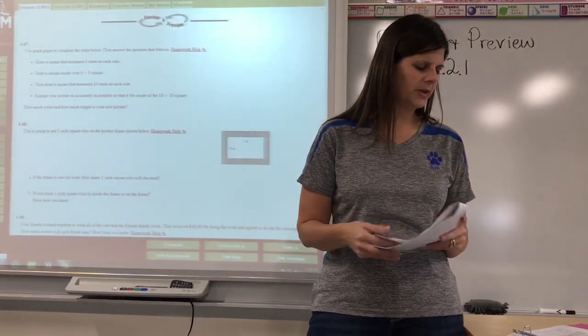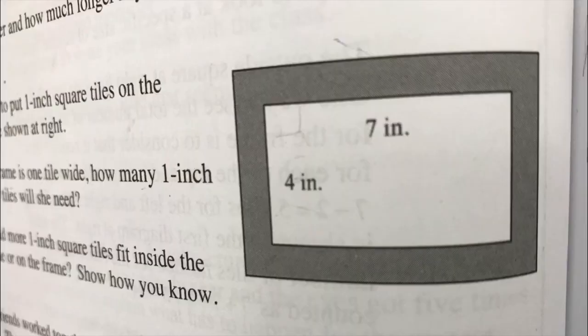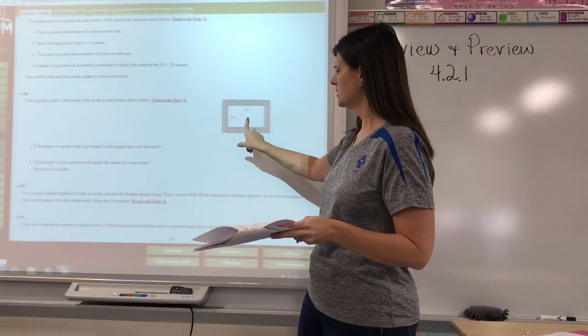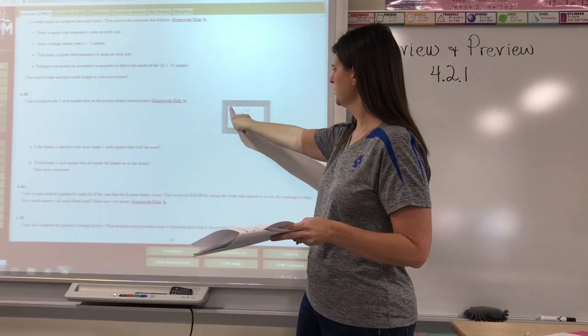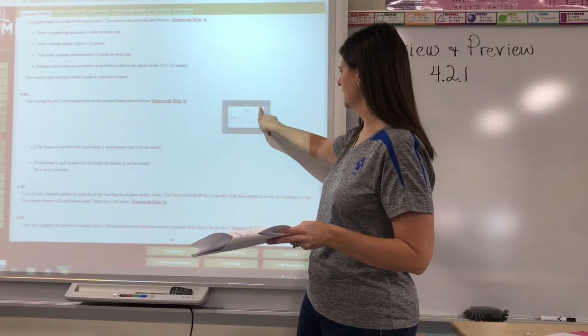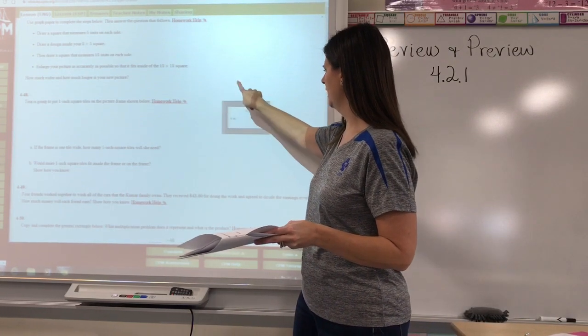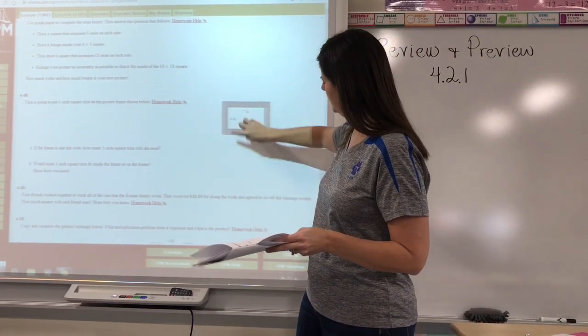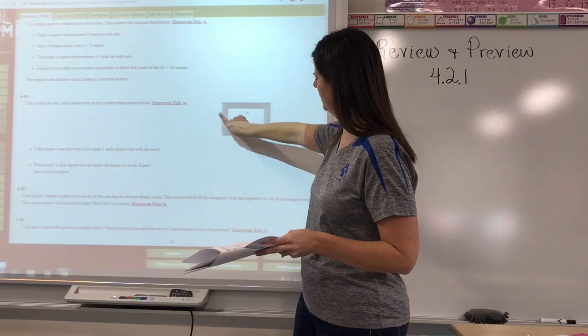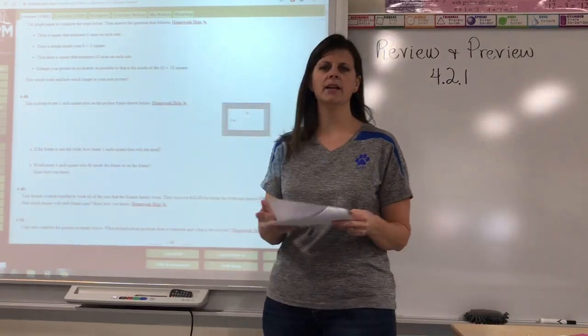For question 48, they show us this diagram of a frame, and the 4 inches and the 7 inches that are labeled, I need you to understand, are giving us the inside measurements. Now, if each square tile is 1 inch, this part right here is 7. I can tell, looks like there should be 9 across the top. And if this much is 4, that would mean there would actually be 6 along the side.